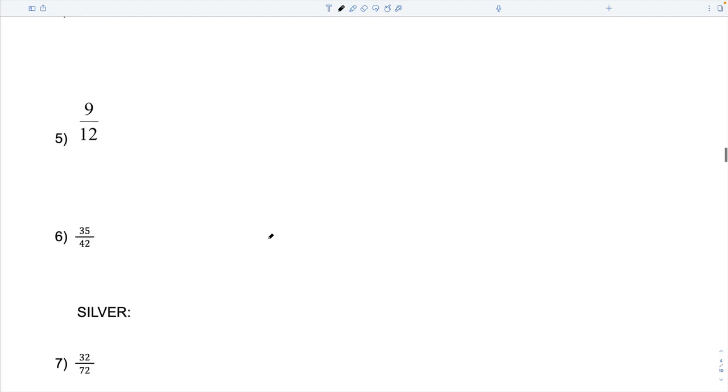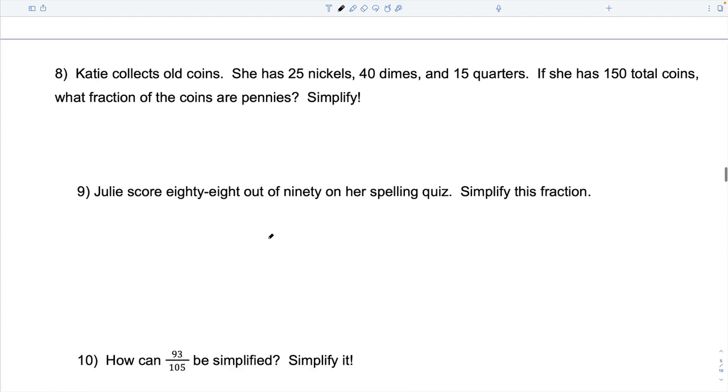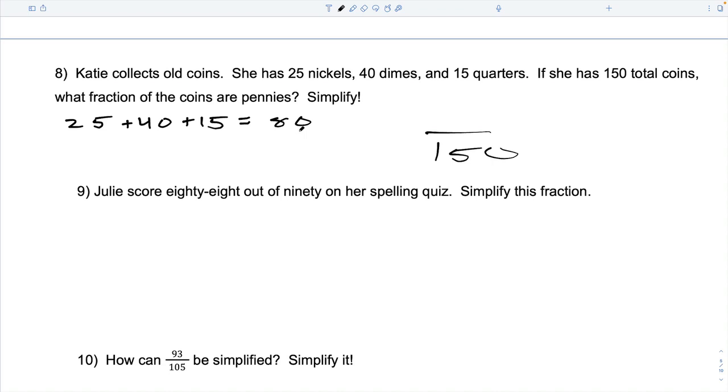If you're on silver, you got 1 more minute left, but if you're on silver number 8, I'm going to give you a slight hint. The fraction is something over 150. Because there are 3 other ones besides pennies, we add them up and get 80. Well, how many pennies are left over? What plus 80 is 150?